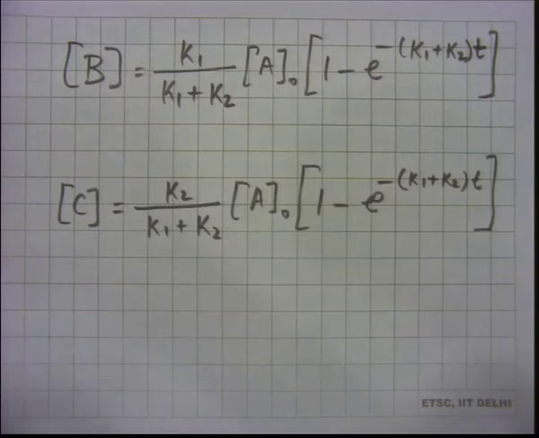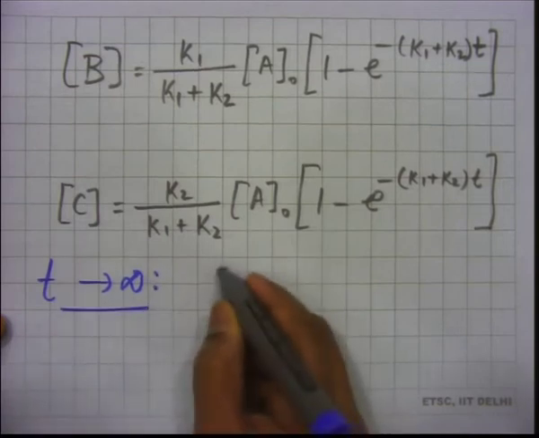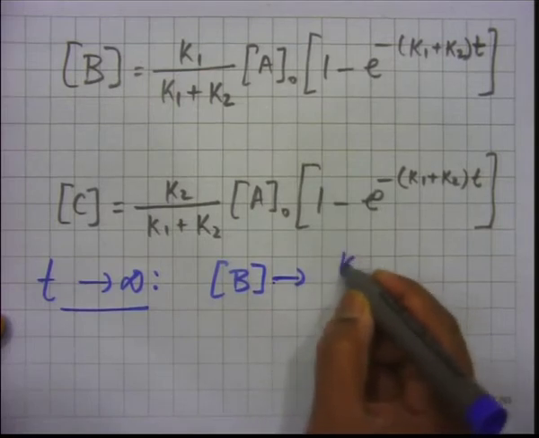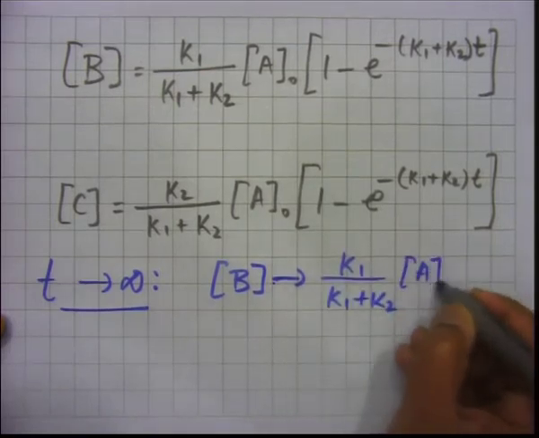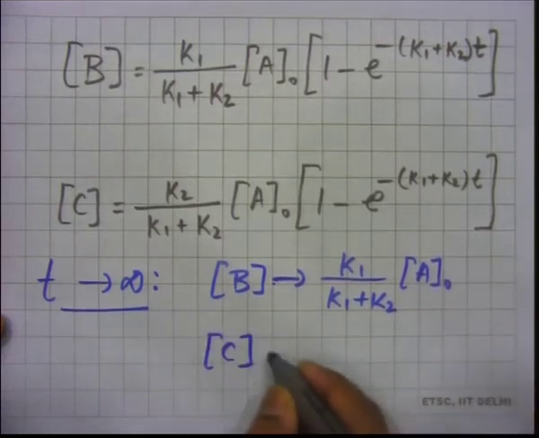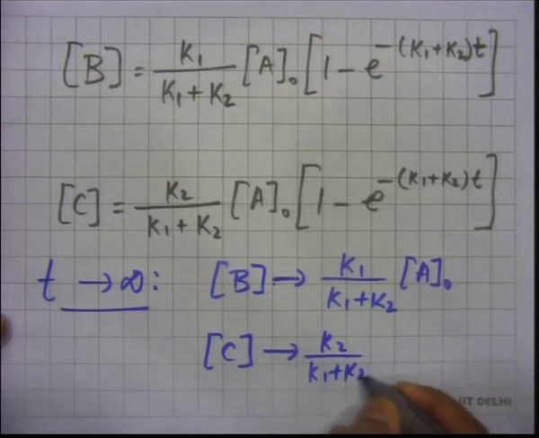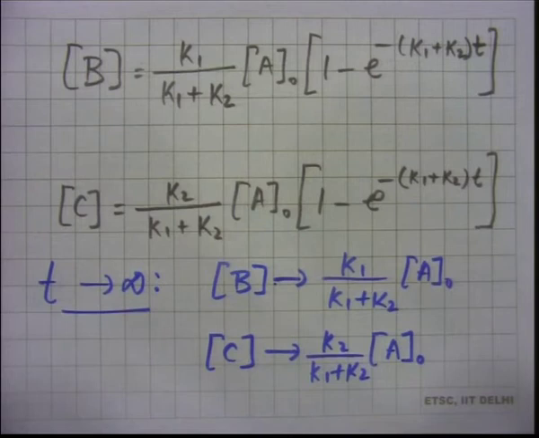And you can also see that we can think of a limit, t going to infinity. If t goes to infinity, the concentration of B will tend towards this and the concentration of C will tend towards this one. So, that is A, B and C.